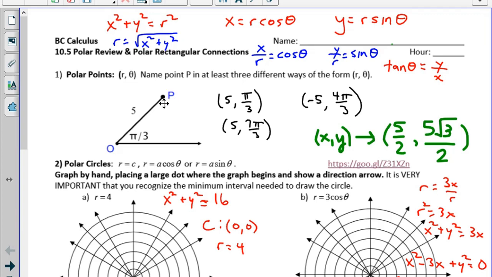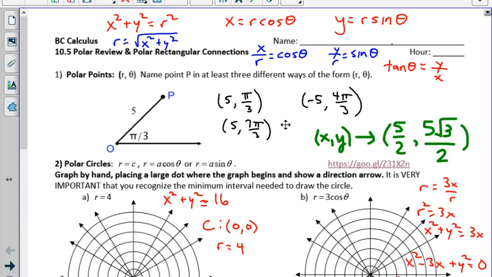So if we name this point P in 3 different ways in polar form, r is 5 and theta is pi over 3. That one's pretty obvious. The second one, 5 comma 7 pi over 3, occurs because 7 pi over 3 is coterminal with pi over 3, because if we just go another 2 pi or another 360 degrees around, we'll end up landing exactly in the same spot at 7 pi over 3 in terms of theta, and then 5 is still the radius.